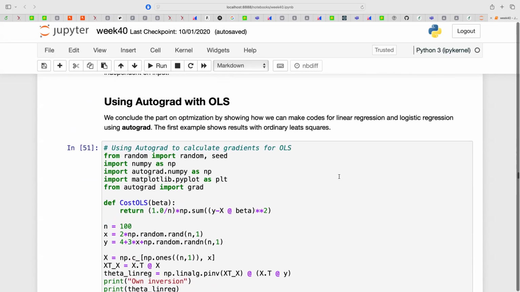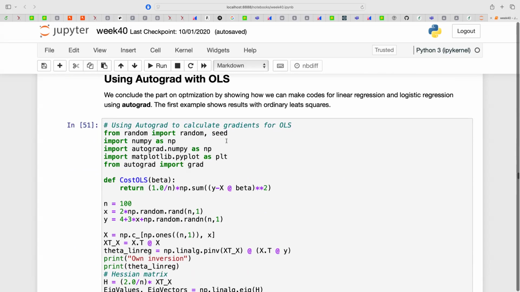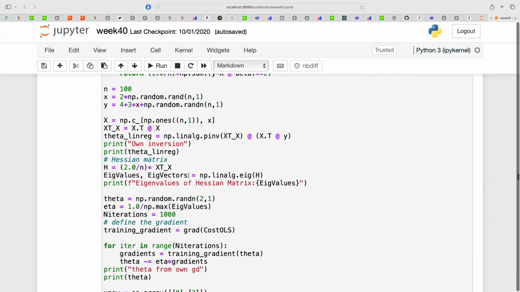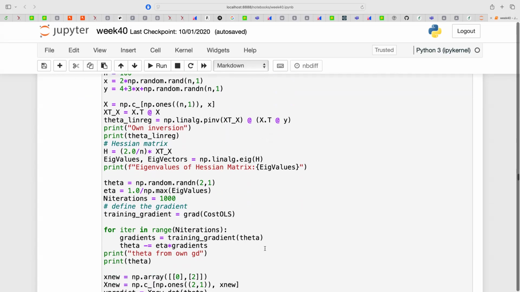So when you scroll down here, one of the things is using this automatic differentiation with ordinary least squares. And you see now that the only thing you need to do is actually to set in your cost function, the function you want to calculate the derivatives of. And using automatic differentiation, you simply transfer the name of the function, and that defines an object, which is your training gradient.